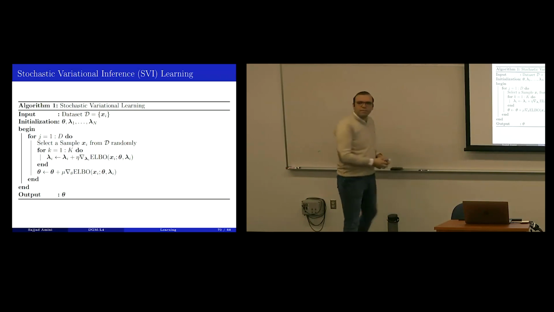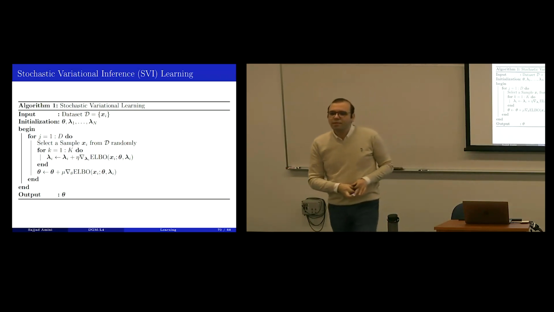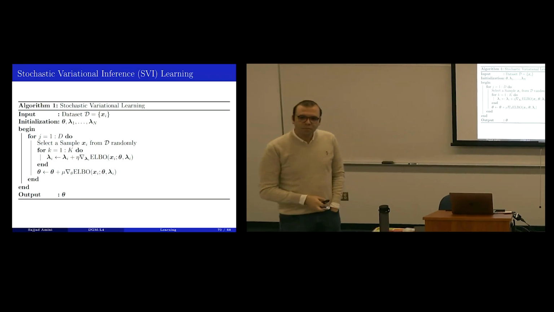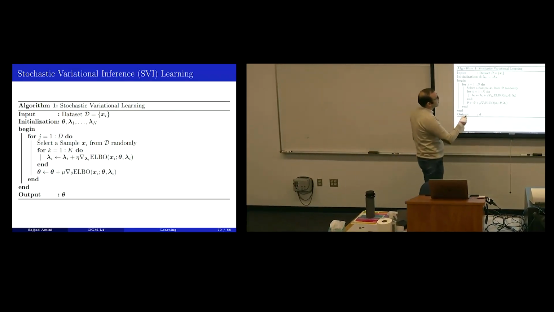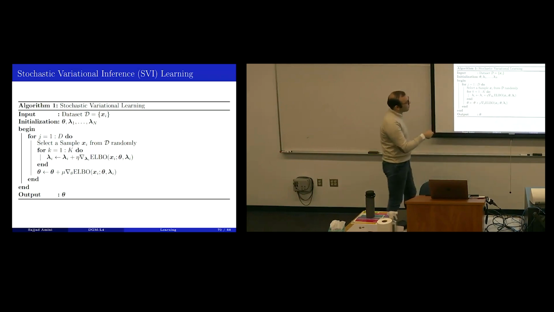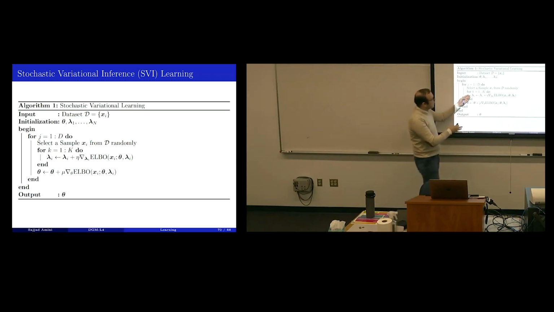Any questions? Can't you do it in a parallel process? Yes, you can take a batch of the data set, but this iteration is for each of the data samples. You should have a different maximization of the ELBO for each sample, because lambda I is dedicated to one sample, nothing more.